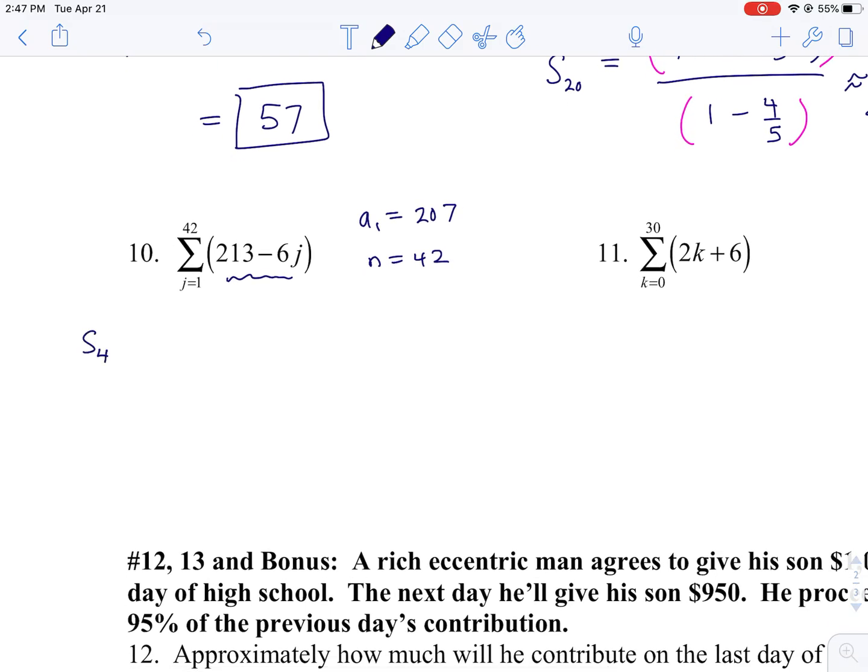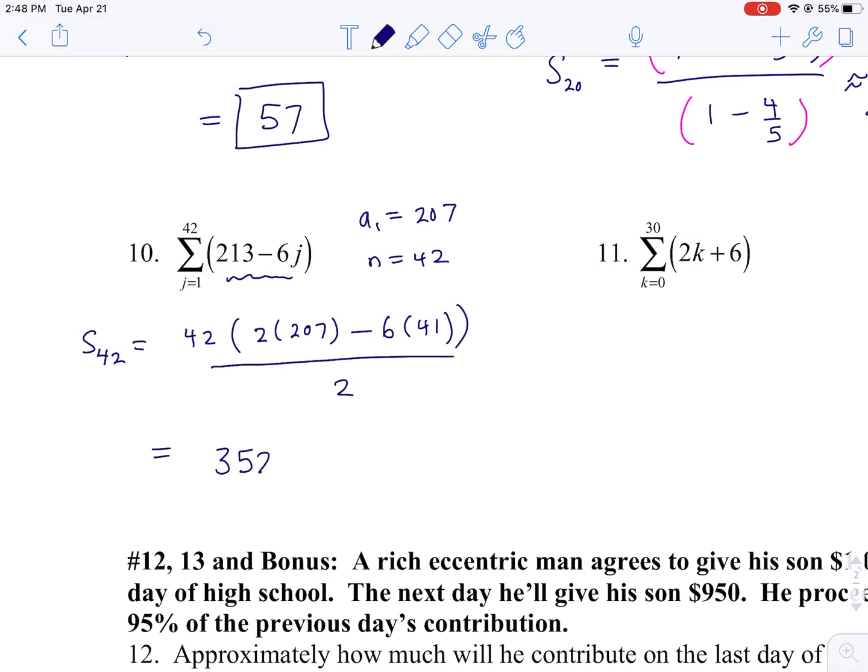So let's see what we can do here, right? The sum of the first 42 terms is n, right? I got to double the first term. The common difference is minus 6, so it's minus 6 times n minus 1, which is 41. And you divide the whole thing by 2. The sum of the first 42 terms, 3528.